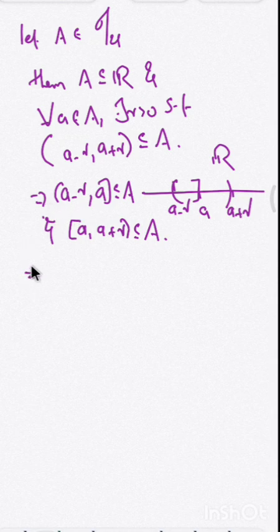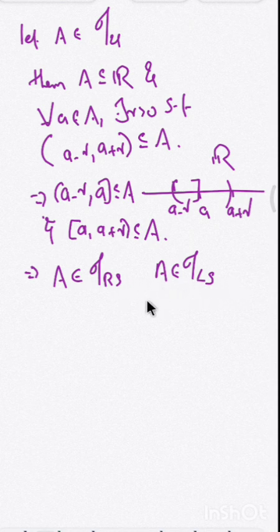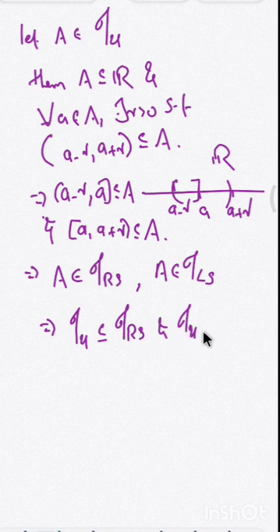So what can you say? Which implies this capital A satisfies the property of tau RS as well as tau LS, the lower semi-open interval topology and the right closed semi-open interval topology. Correct? So when you take an element in the usual topology, that element also belongs to the semi-open interval topologies. So tau u is contained in tau RS and tau u is also contained in tau LS, both of the lower limit topologies.